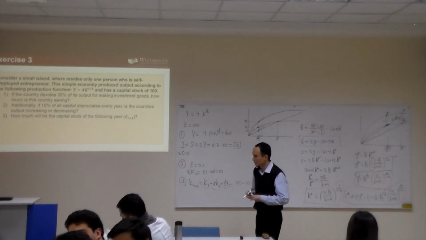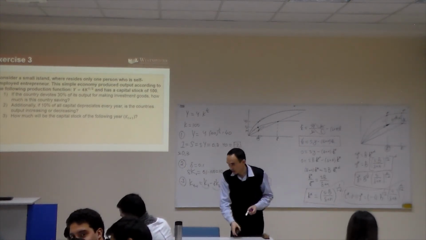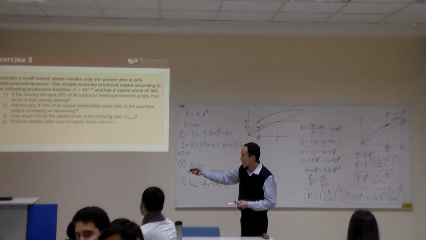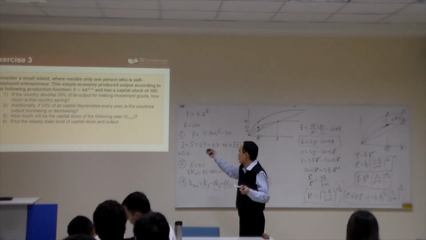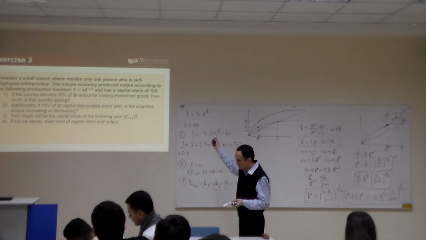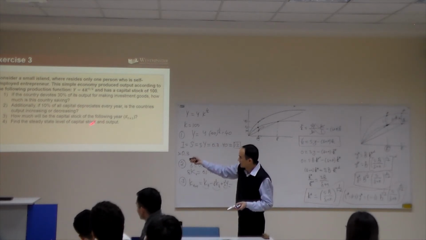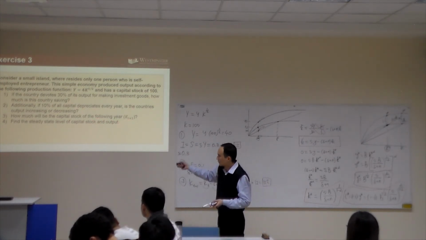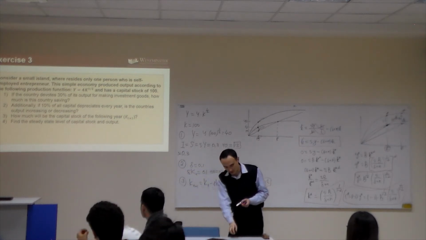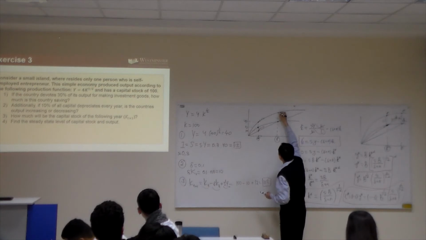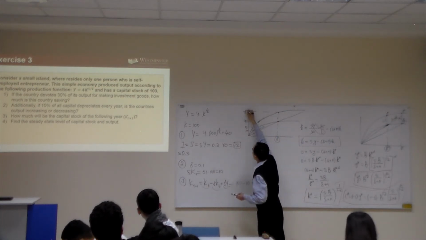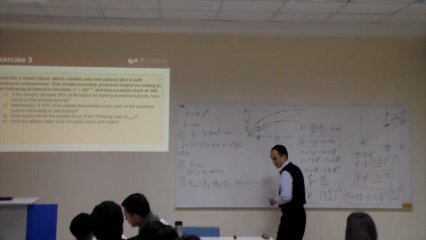Okay? Good. So next one, number 4. Find the steady state level of capital stock and output. Here, stock per capita doesn't make a difference, right? Per capita capital and per capita output. At the steady state level, we are asked to find Y star and K star.